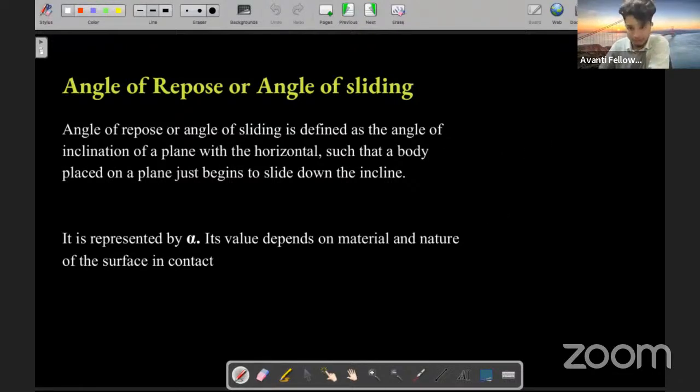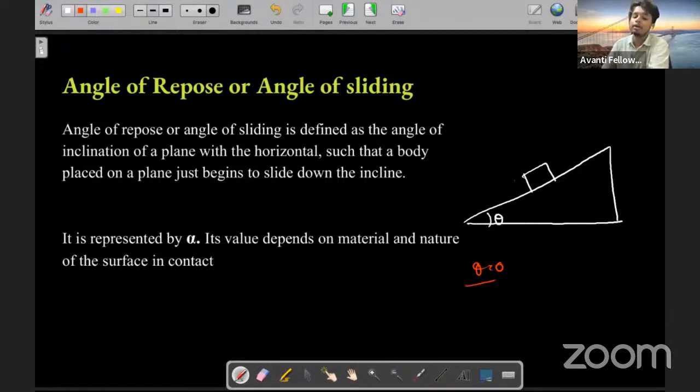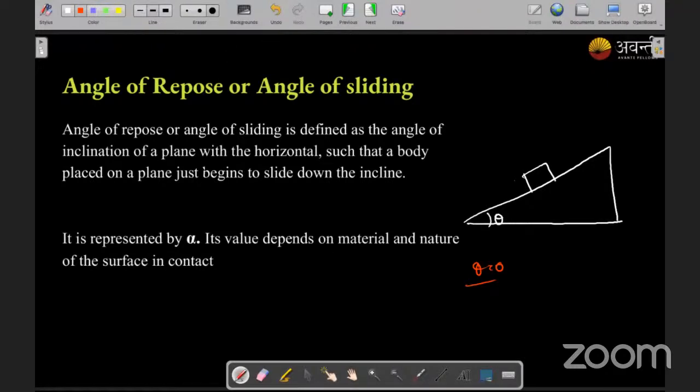Here there was an inclined plane with an angle theta, and there was an object. Initially, I kept the angle theta at 0. But when I increased the angle, there was a point when the object started to slide down. Now, if this is the object with mass m, there is a weight acting, that is, weight equals m into g.